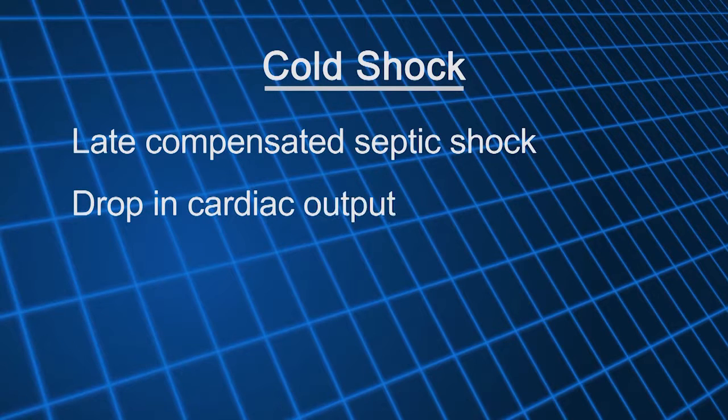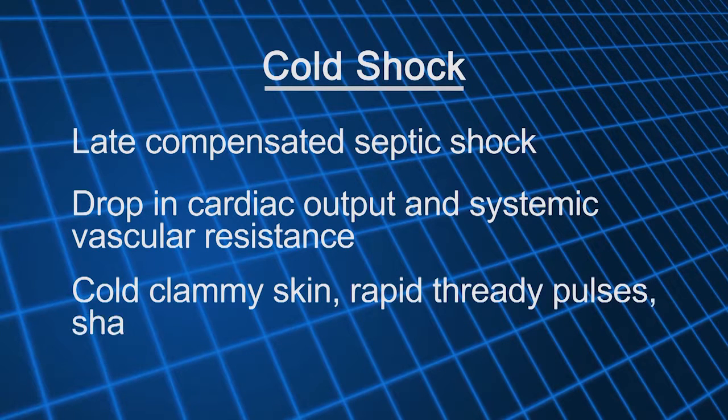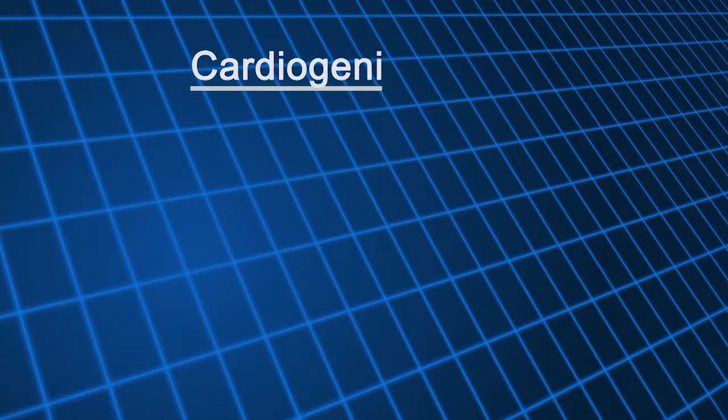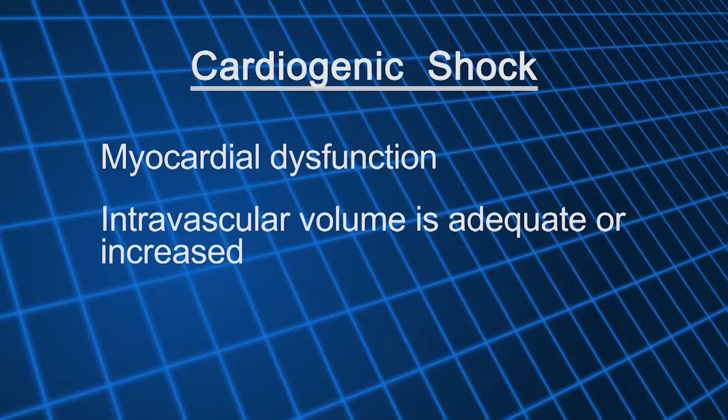There will be a drop in cardiac output and systemic vascular resistance. The patient will present with cold, clammy skin, rapid, thready pulses, and shallow breathing. Cardiogenic shock is characterized by myocardial dysfunction. In cardiogenic shock, intravascular volume is adequate or increased, but inadequate myocardial function limits stroke volume and cardiac output.